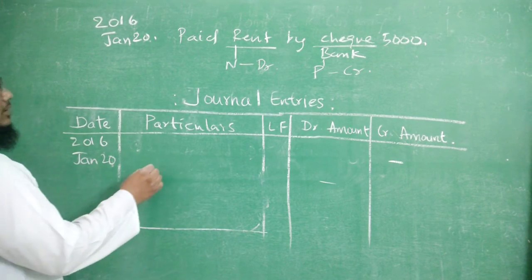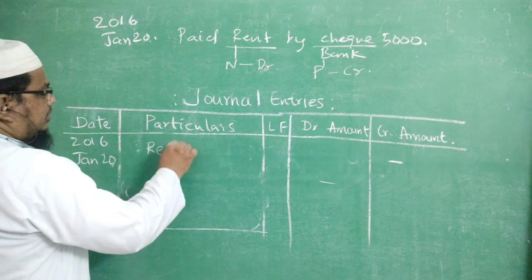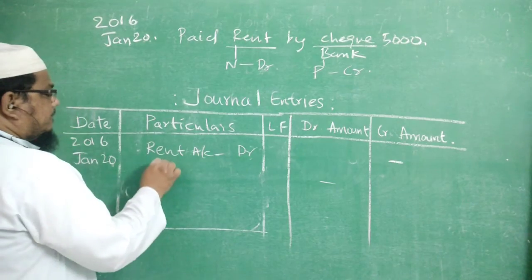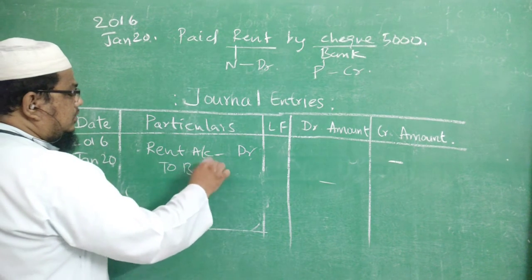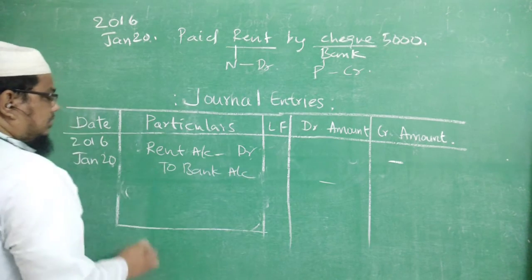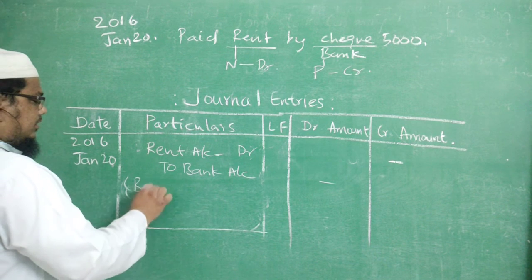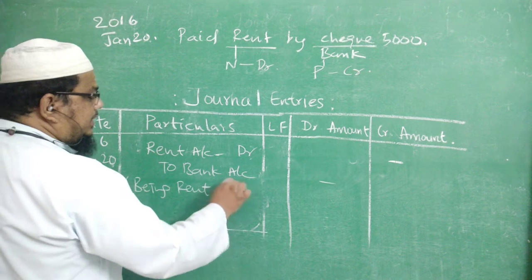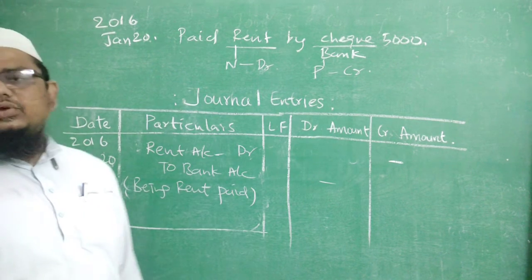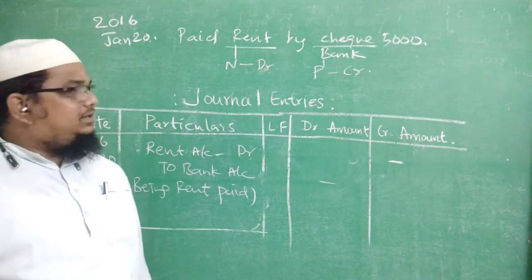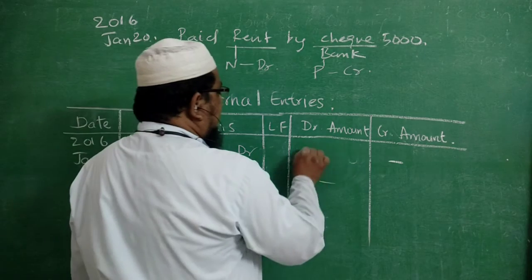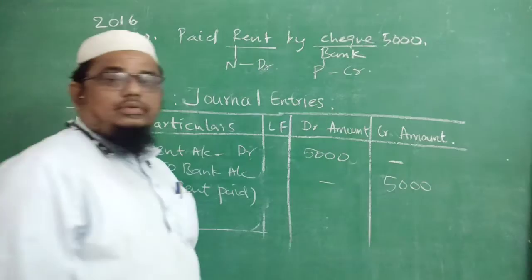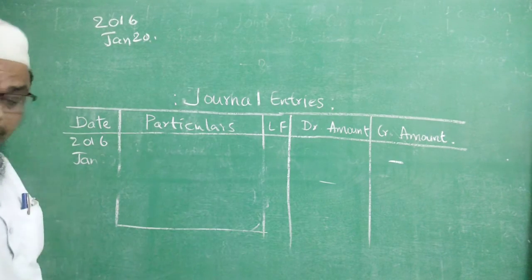Now here, 20, rent account debit to bank account. Okay, here you can write being rent paid. Okay, you can also write being rent paid by check. So the amount is 5,000 debit, 5,000 credit. Okay, next one.